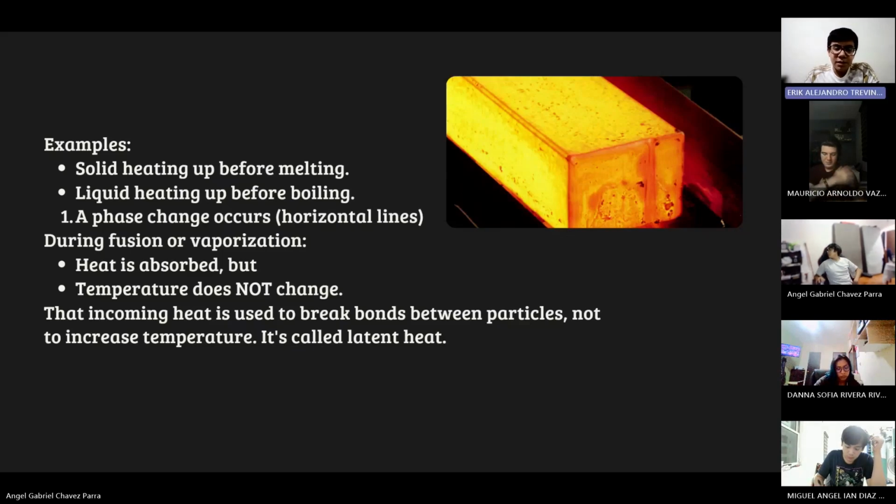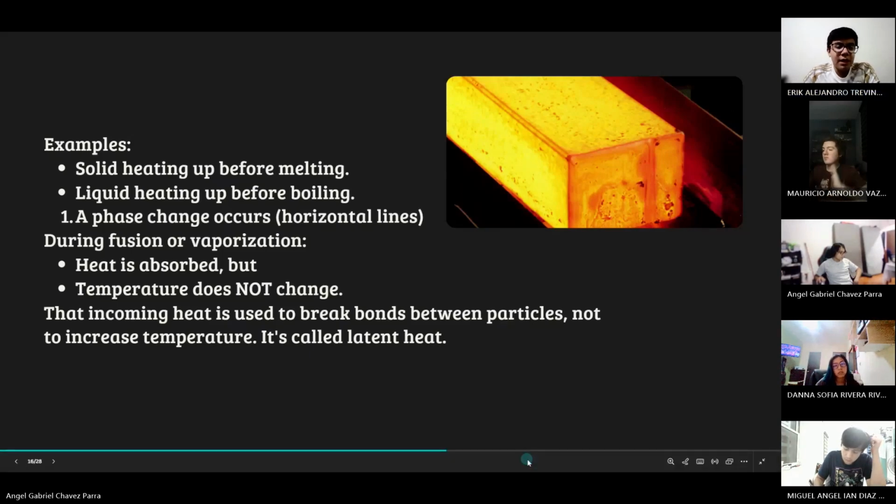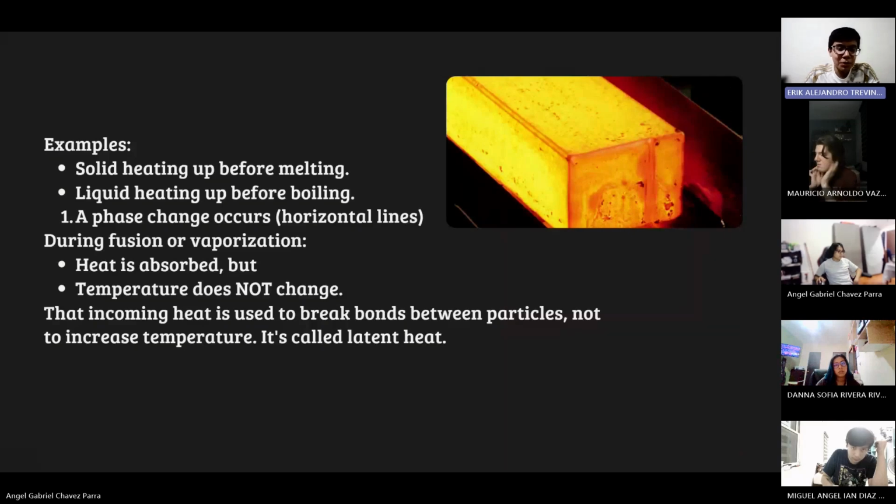Then, a phase change occurs. These are the horizontal lines in the graph. During fusion or vaporization, heat is absorbed, but temperature does not change. That incoming heat is used to break bonds between particles, not to increase temperature. It's called latent heat.